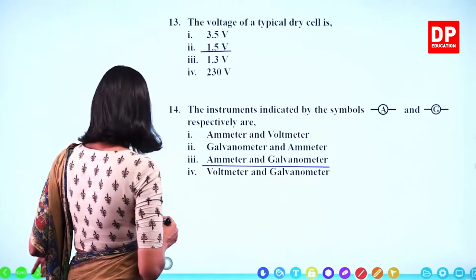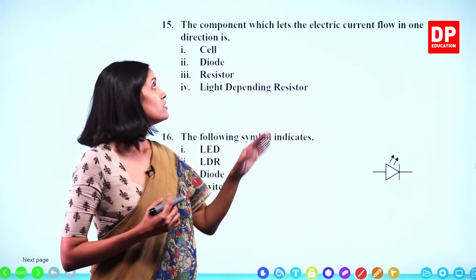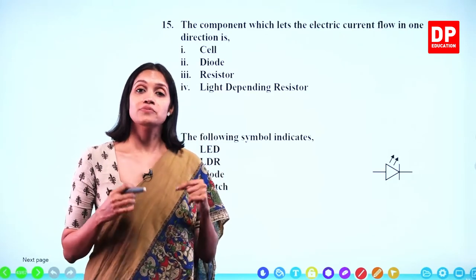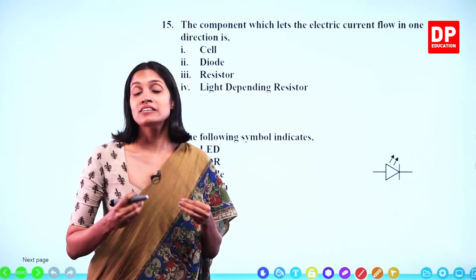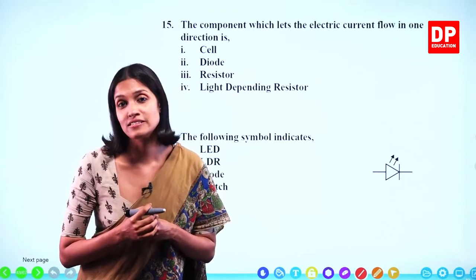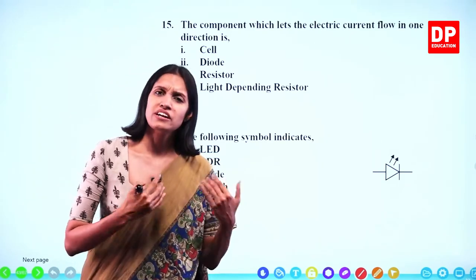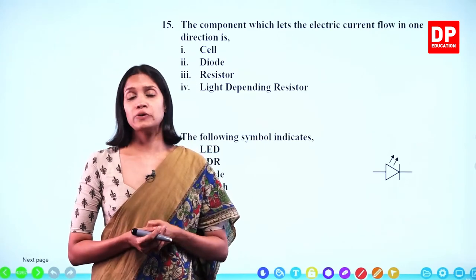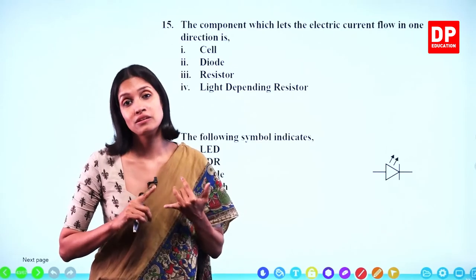Right? Number 15. The component which lets the electric current flow in one direction is. Do you remember we learned different types of electronic components, and some of them let electric current flow to one direction only? What are they, children? Different types of diodes are the answer, right? So there are different types of diodes. We learn about rectifying diodes and LED, which means light emitting diodes.